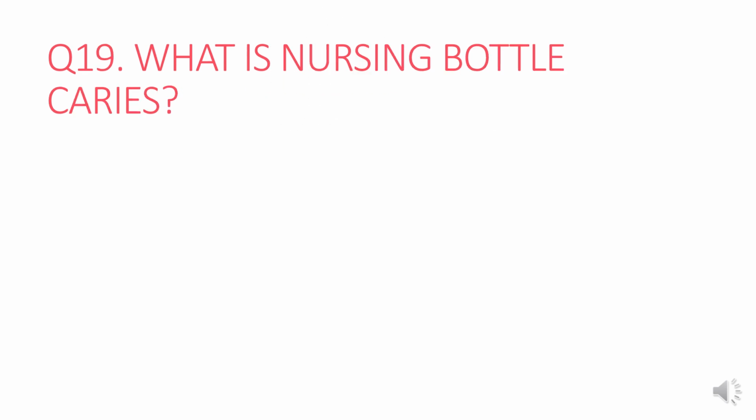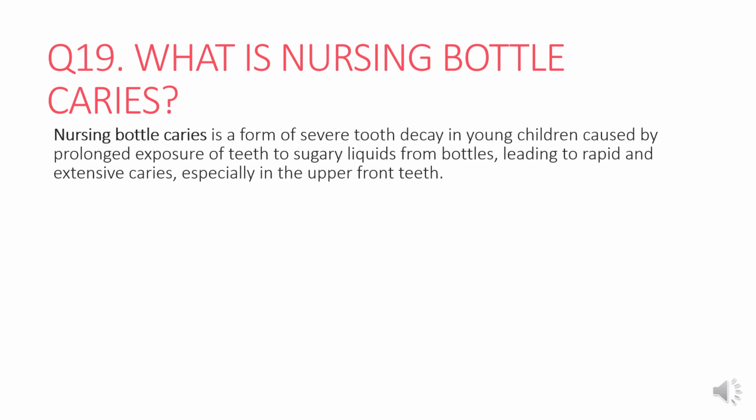Number 19 is, what is nursing bottle caries? It is a form of severe tooth decay in young children caused by prolonged exposure of teeth to sugary liquids from bottles, leading to rapid and extensive caries, especially in the upper front teeth.